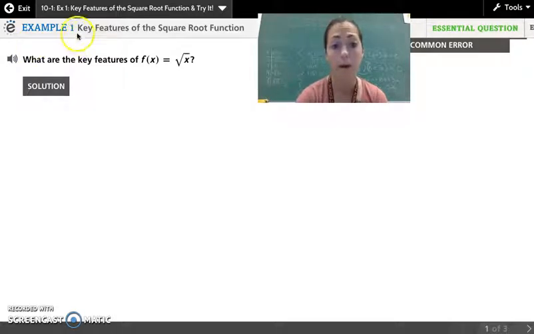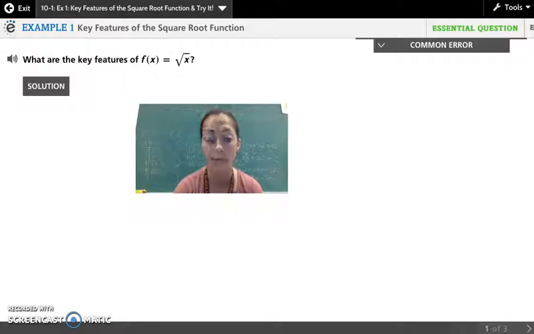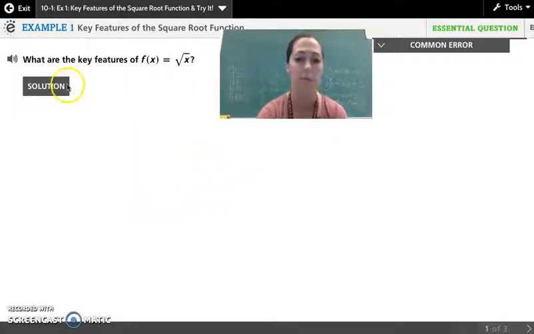Example 1, if you can see right here, it says example 1, key features. So we're going to learn all about the key features. That's our entire topic. So what are the key features of f of x equals the square root of x? I want you to make sure you get every part of this down. We're going to be graphing, we're going to be analyzing, domain, range, the works.